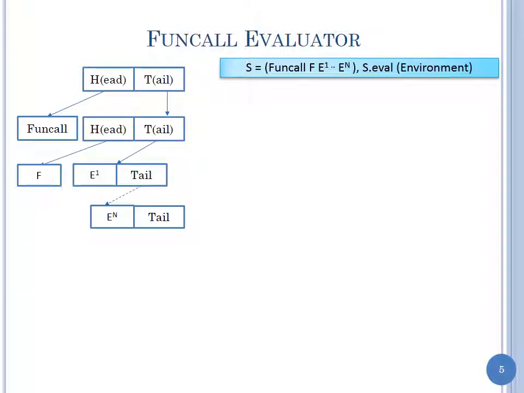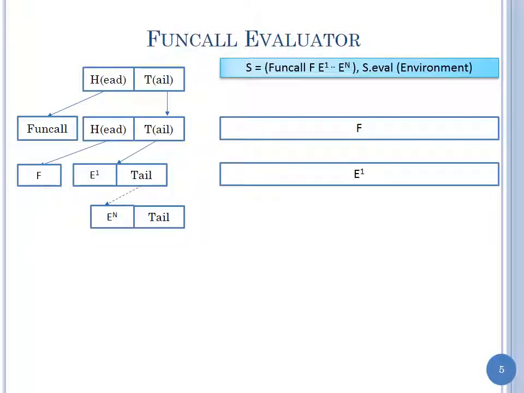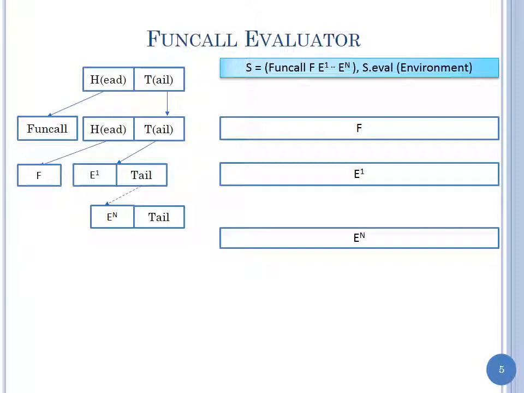This is the structure. We've got funcall f e1 to en. F can be a lambda expression directly. It can be an identifier. So we need to use f somehow. We need to use the arguments e1 to en. So now you guys have said it already, but fill in the blanks now. What do I do with f?